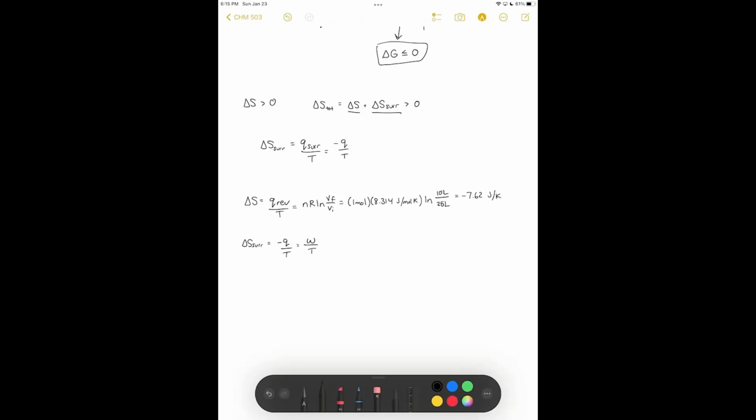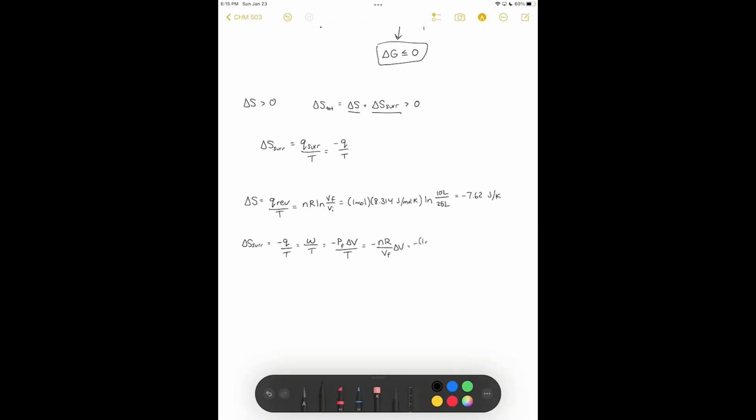And since we have an irreversible compression, the work is equal to negative P external, which we'll say is the final pressure, times delta V over T. Using the ideal gas law, we can rewrite P final over T in terms of things we know, which is nR over V. So nR over V final times delta V here. And so we can go ahead and get this.